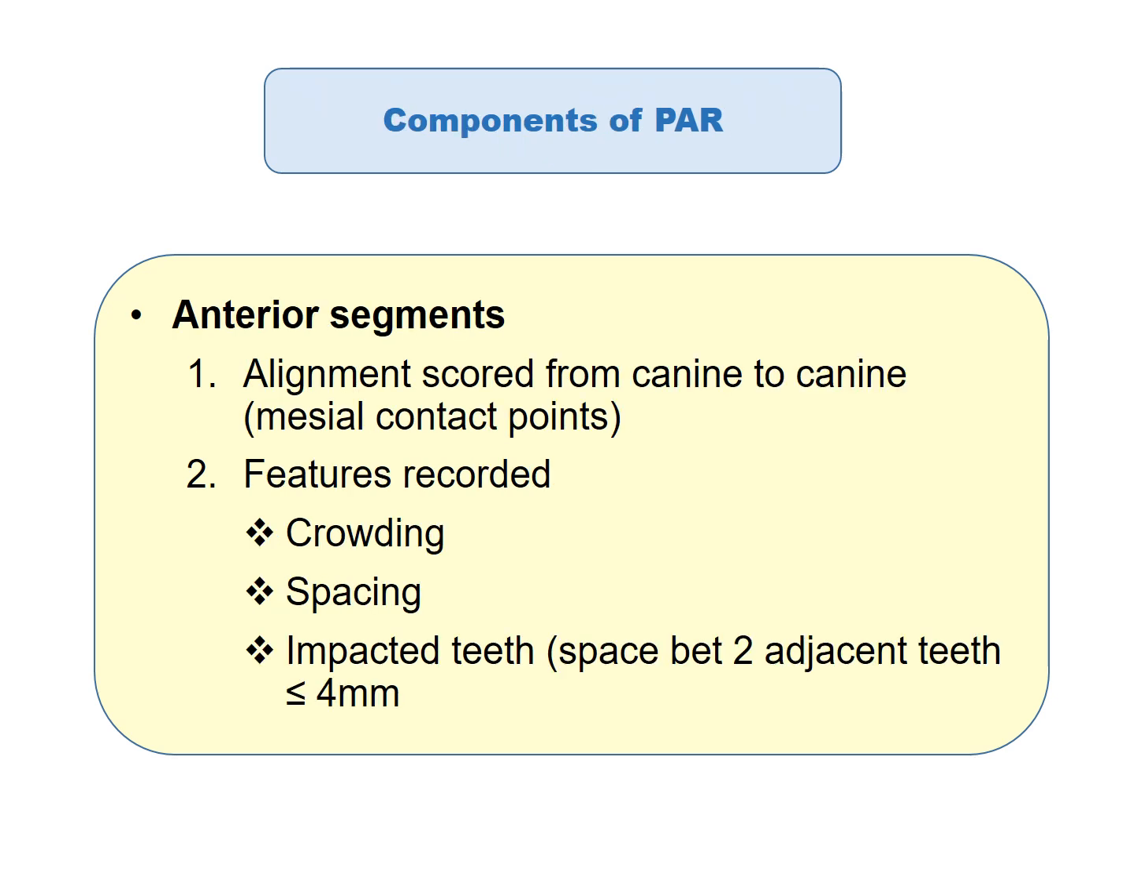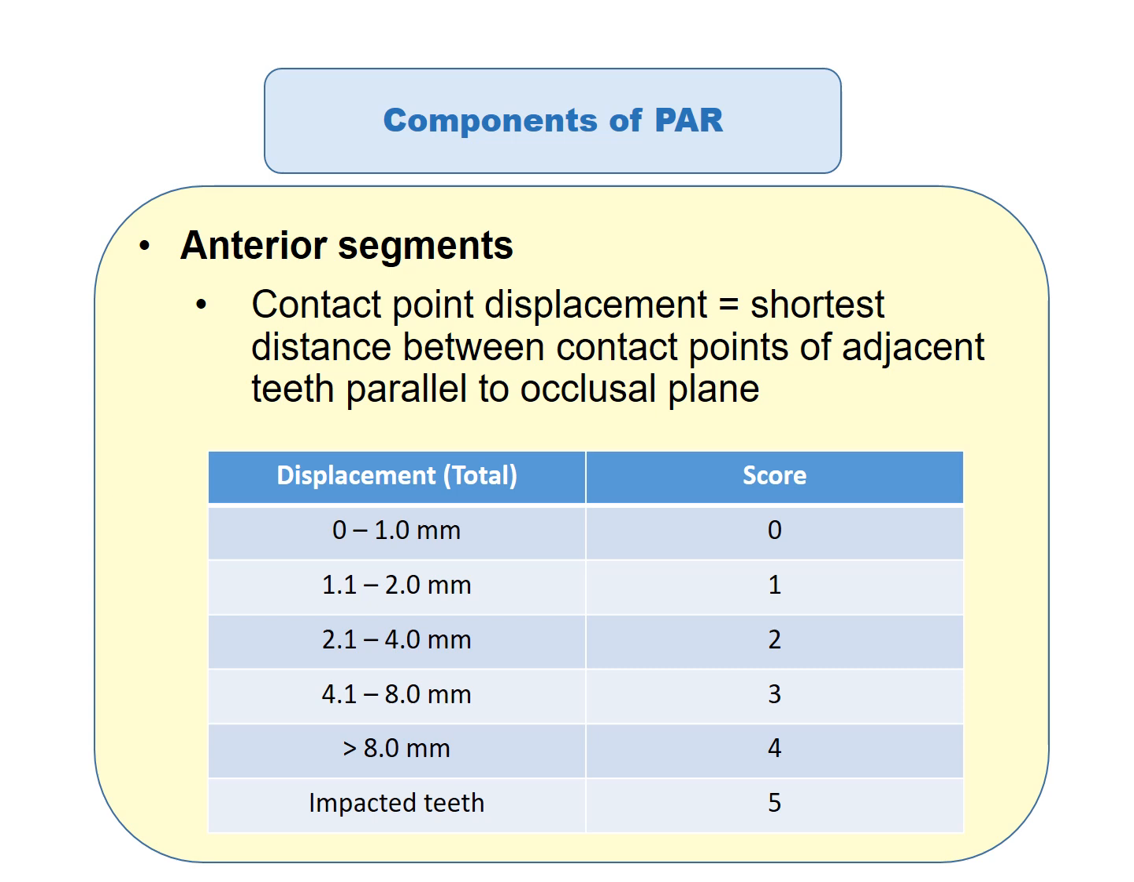Now, let's have a look at the individual components of the PAR, peer assessment rating. The anterior alignment is scored from canine to canine using the mesial contact points of the canines. The features recorded in the anterior segments are presence of crowding, spacing, and any impacted teeth. If a space between two adjacent teeth is less than 4 millimeters, it is scored as an impacted tooth. The contact point displacement is considered as the shortest distance between contact points of adjacent teeth parallel to the occlusal plane, and this is the scoring scheme for the total displacement.